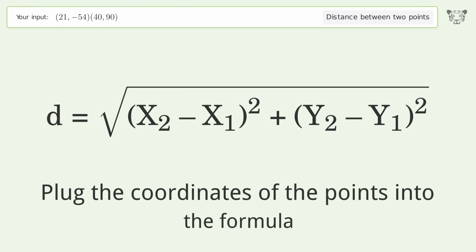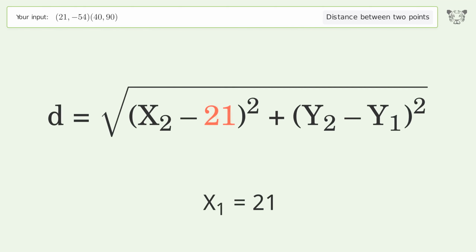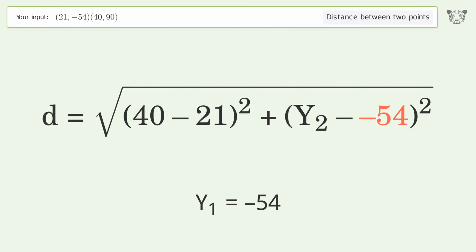Plug the coordinates of the points into the formula. x1 equals 21. x2 equals 40. y1 equals -54. y2 equals 90.